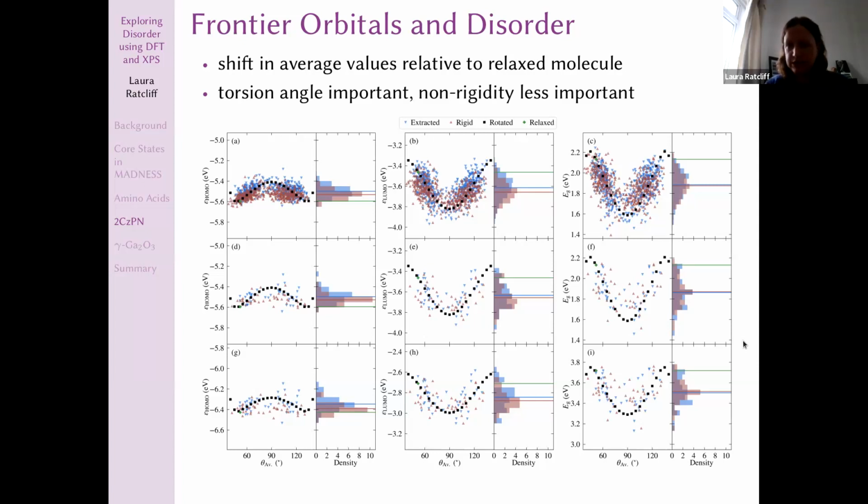which is particularly important for the core binding energy calculations, where we have to do quite a lot of calculations because it's one calculation per core excited state. We could also more or less draw the conclusion that the torsion angle is important, whereas the non-rigidity effects are pretty negligible. So the rotational disorder matters the most out of the three levels.